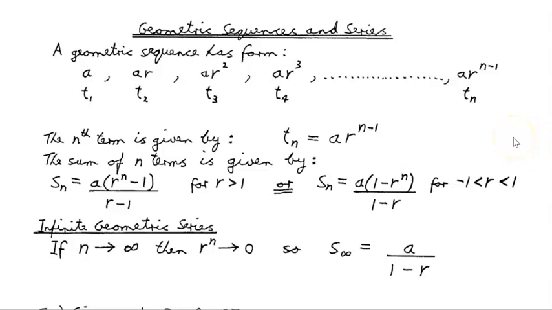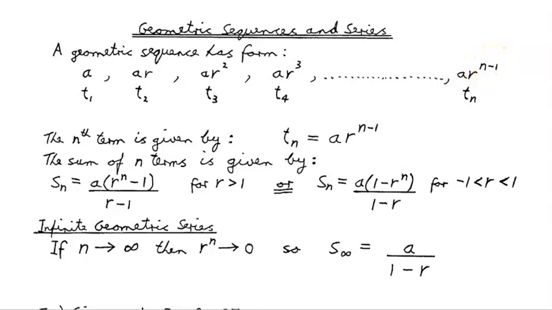This video is a brief introduction to geometric sequences and series. Now a geometric sequence has the form: a, the first term; a times a common ratio, the second term; a times a common ratio squared, third term; a times a common ratio to the power of 3, fourth term; and so on. And the nth term is a times a common ratio to the power of n minus 1.